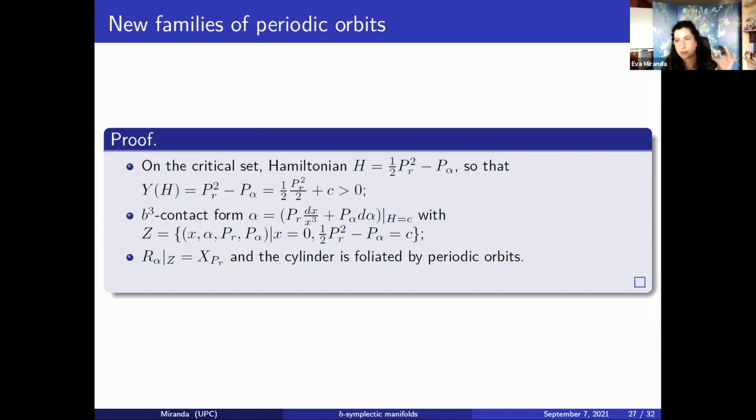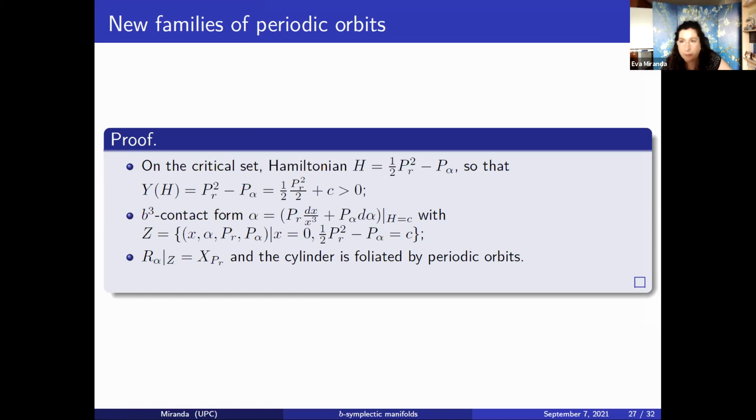This is an application. And this answers another question I got the other day: do you have applications of b-Hamiltonian dynamics? Others. This is an application. This is an application of b-contact geometry to find a new family of periodic orbits.